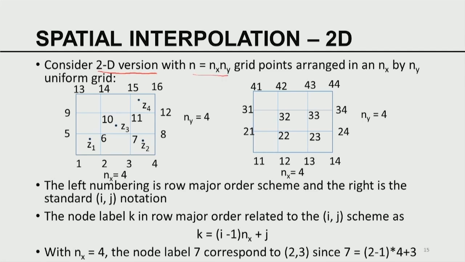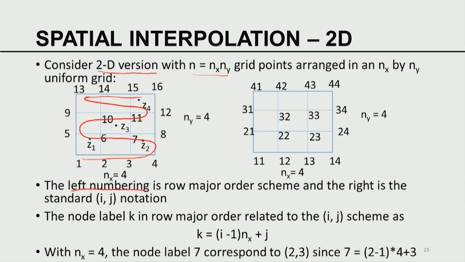There are n number of grid points. Nx is the number of grid points on the x-axis, ny is the number of grid points on the y-axis. I am giving an example where nx is 4, ny is 4, so n is 16, nx times ny. So this grid has 16 locations. I can label the grid points 1 through 16 in this snake-like order. That's one way of notation. Another notation would be 1,1; 1,2; 1,3; 1,4; 2,1; 2,2; 2,3; 2,4, using the standard way of numbering in geometry, x coordinate, y coordinate.